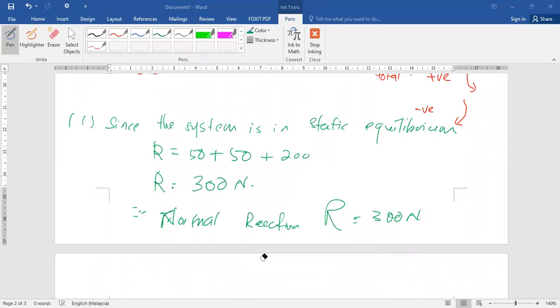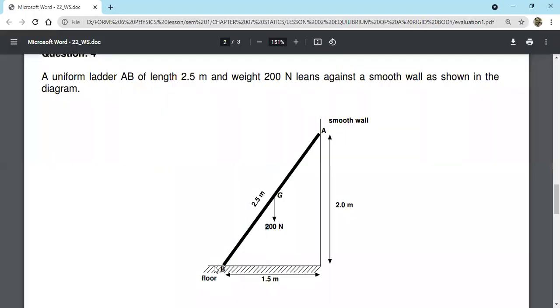RA is perpendicular to the wall. Okay, Yongwei, RA is not perpendicular to the wet, but it's perpendicular to the wall.